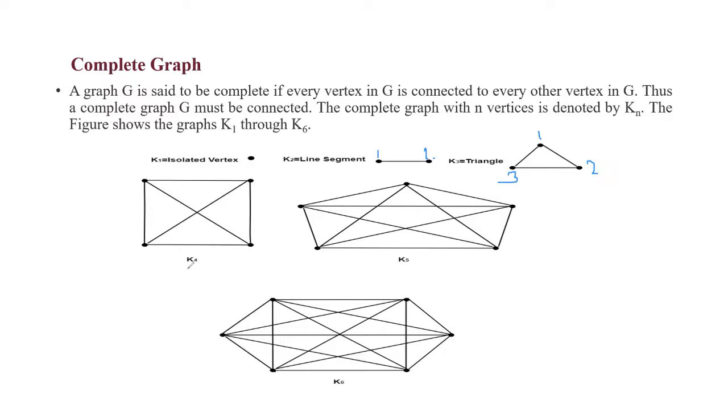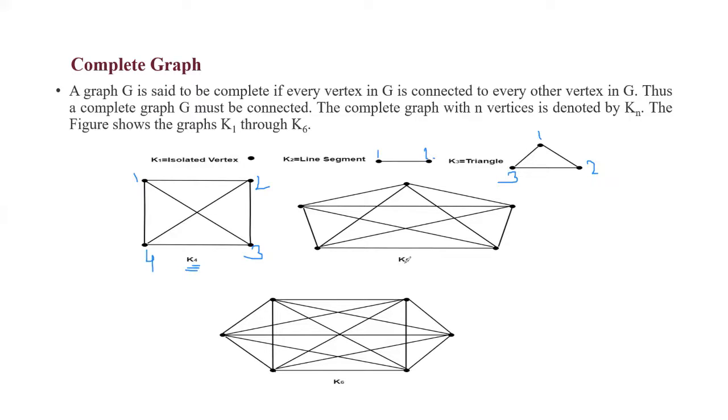Then K4. The number of vertices is 4, so a complete graph with 4 vertices: 1, 2, 3, and 4. Here every vertex is connected to every other vertex. Vertex 1 is connected to the remaining 3 vertices, 2, 3, 4. Again 2 is connected to the remaining 3 vertices, 1, 4, 3. So every vertex is connected to every other vertex. So this is your complete graph.